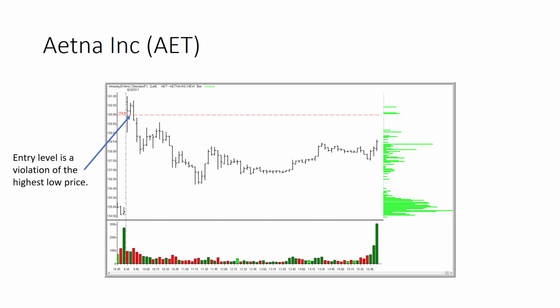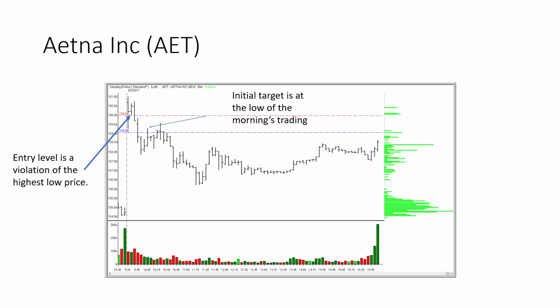We have got an entry level, in this case below the low of the deepest bar in our morning move. We're going to look for a violation of the highest low price. So if the stock gaps up, you're going to be watching that bottom tail of the bar. Our initial target is going to be right at the low of the morning trading. The low price of the second bar is already below the closing price of that first bar, so we're not going to target a close. The open is up at the top of the bar. This one started sinking right away, so we're not going to target the open. The next most significant level of price activity was at the low of the first bar of trading.